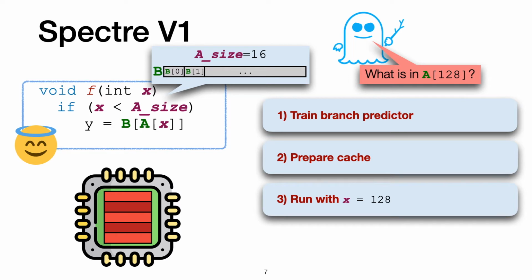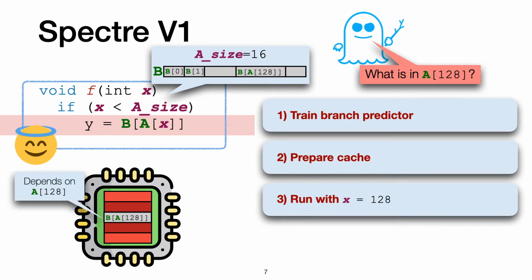The attacker tricks the honest process into executing the function f with 128 as input. Since we trained the predictor beforehand, the CPU executes the memory accesses, which leave a footprint in the cache. Specifically, the block containing B[A[128]] is loaded into the cache. Observe that the position of the gray block directly depends on the value of A[128]. Later, when the speculative execution terminates, the cache content persists, so the gray block stays there.